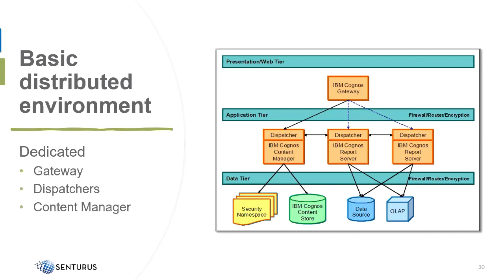The content manager is the so-called brain of Cognos. It's going to connect and read write to its own Cognos specific database. It's going to authenticate your users against your Active Directories and LDAPs. And then the dispatchers are your workhorses. They're going to be running the reports. They connect to your reporting databases and generate the report outputs.